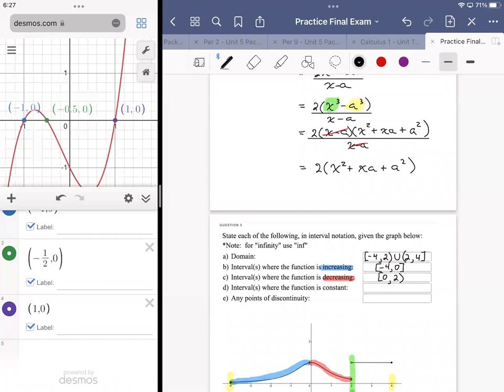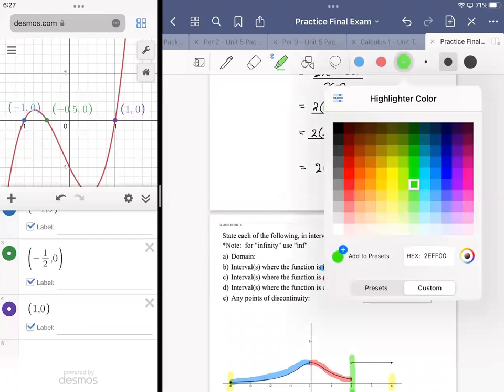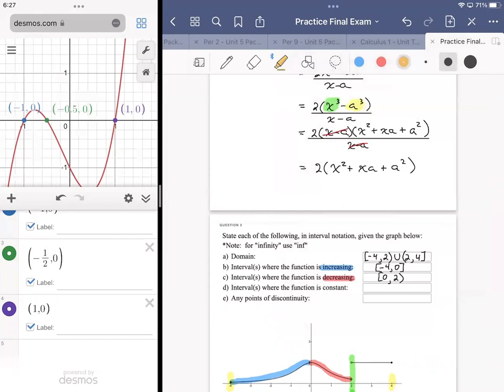Constant would be wherever it flatlines or goes horizontal. Let's go with an orangey color here, otherwise known as orange. So it flatlines from 2 to 4, but there's an open circle at 2. That gets parentheses, 4 is a solid point. And then the points of discontinuity, that would be wherever there's a break in the graph. And that only happens when x is equal to 2.